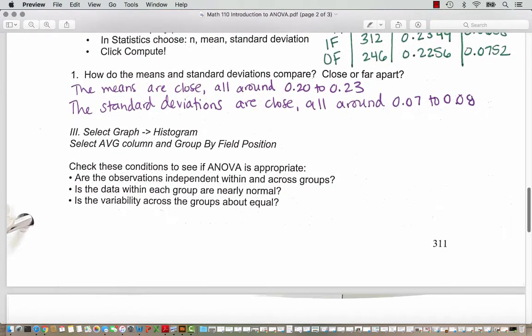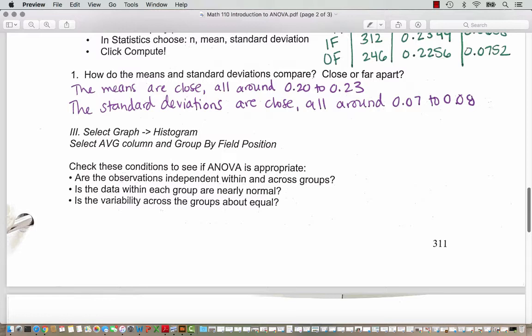And then we want to go to graph histogram and make histograms of the batting average for each field position. And we're going to check to see, are the observations independent within across groups? Is the data within each group nearly normal? And is the variability across the groups about equal?